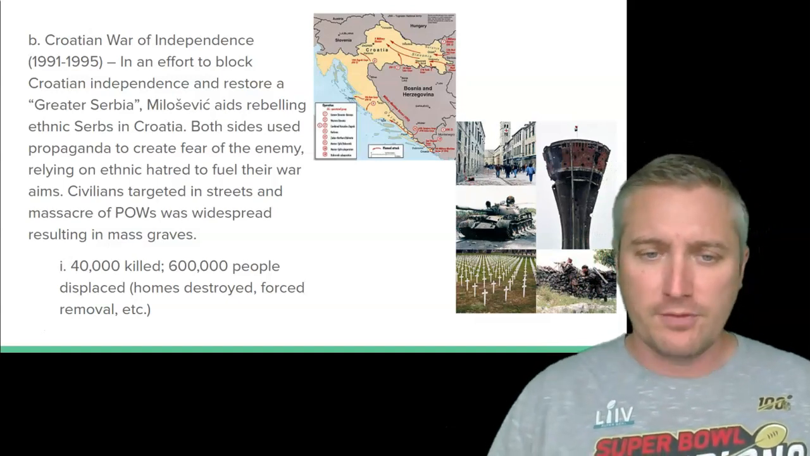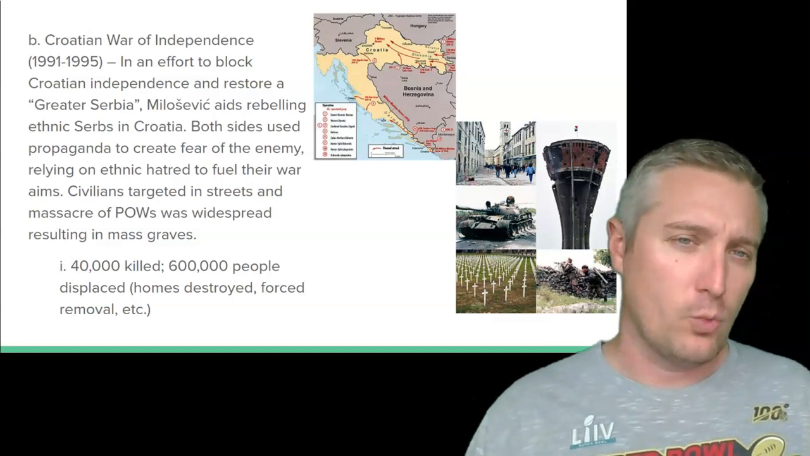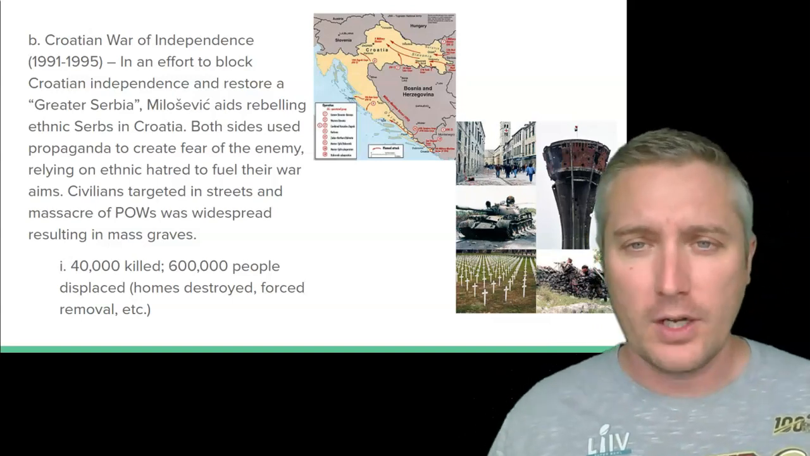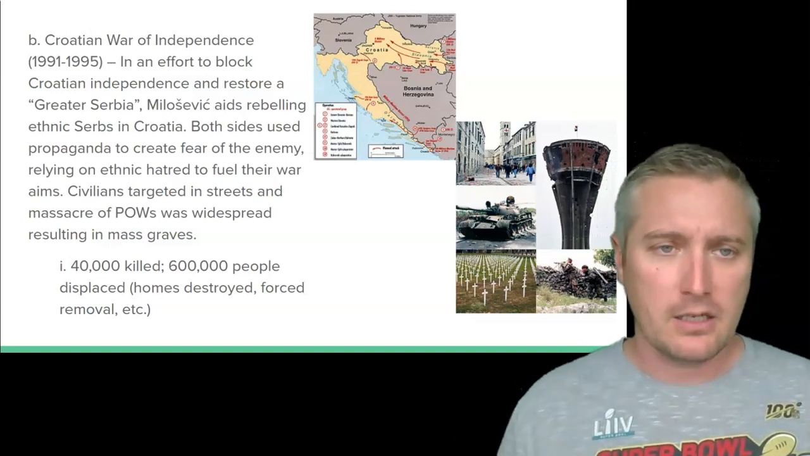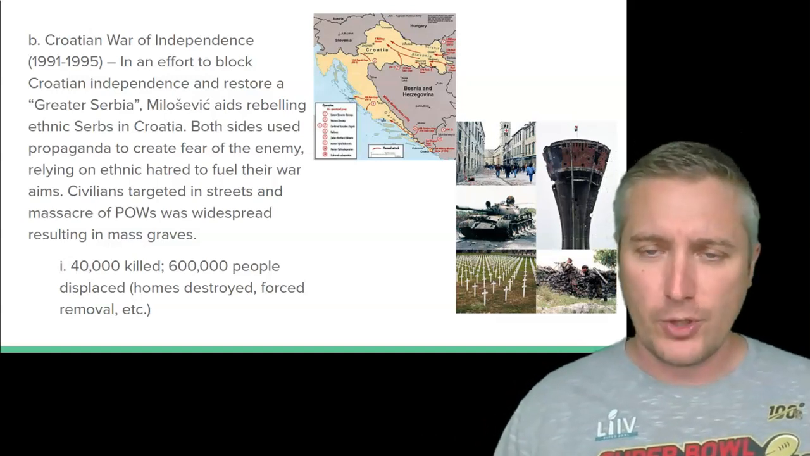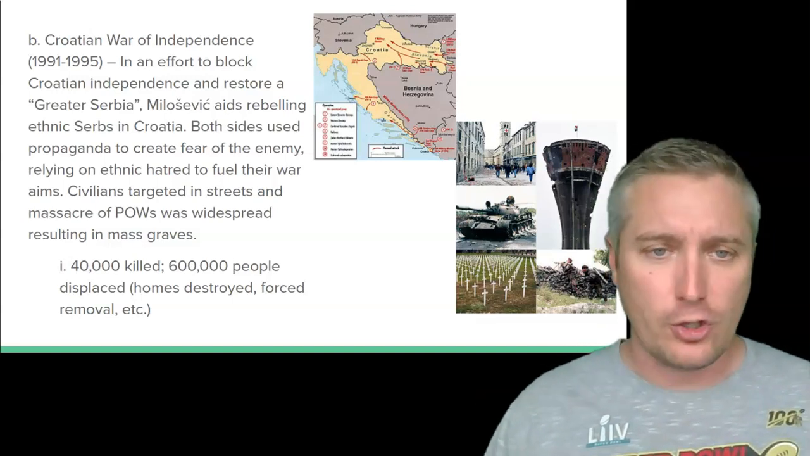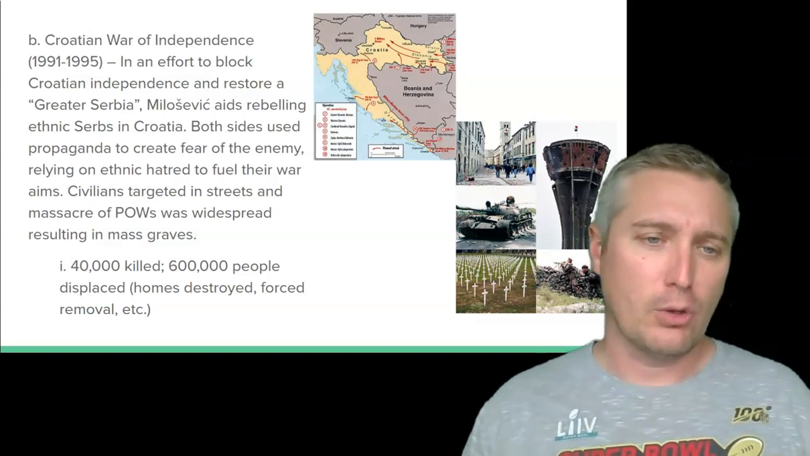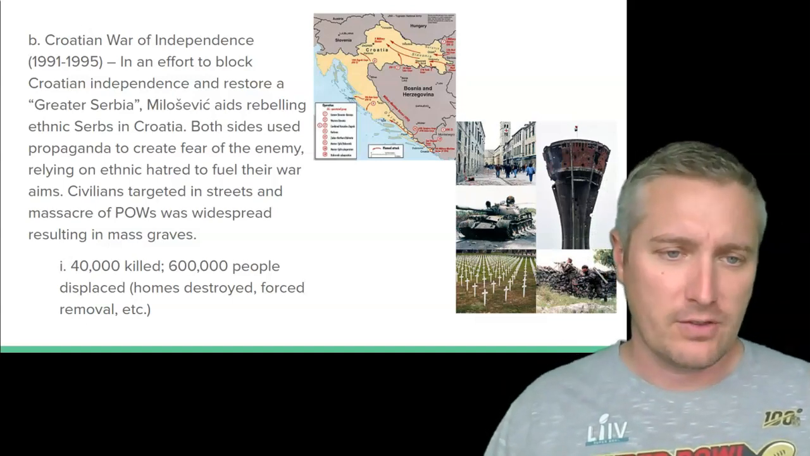So the first of the Yugoslav wars was the Croatian War of Independence from 1991 to 1995. And basically in an effort to block Croatian independence and to try and grow the size and scope of Serbia, Milosevic calls for a war against Croatia. And you can see the path of that invasion as it took there.